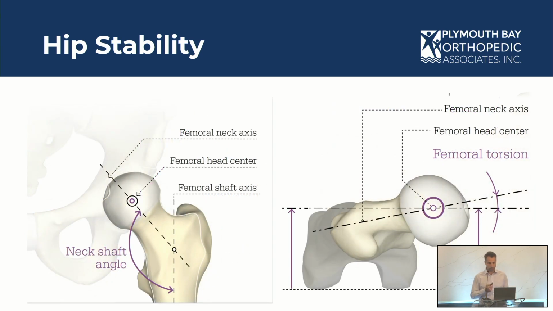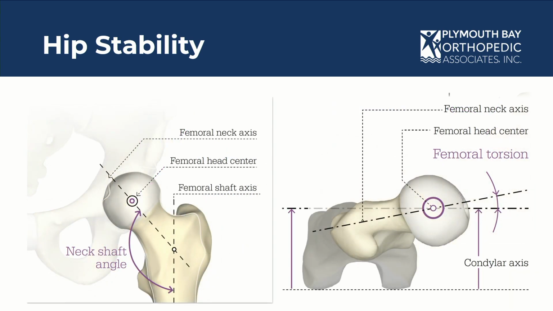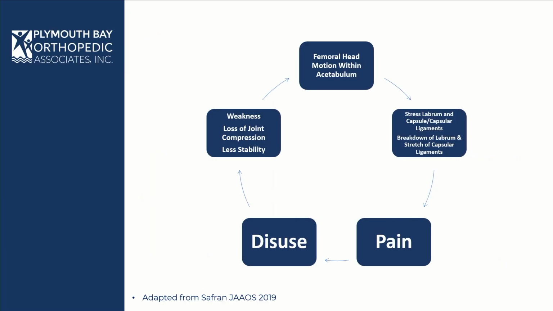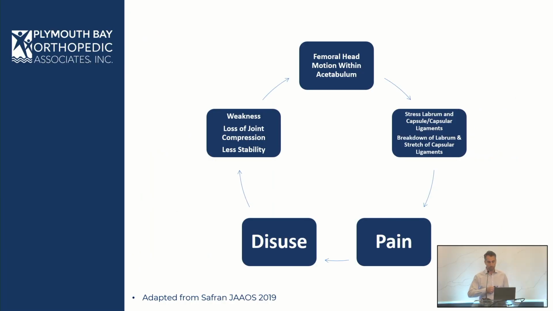And this is essentially the other, I'll talk about it in a second, but these are the torsional and neck shaft angle features of the femur itself. So generally, this is the vicious cycle. The femoral head does have motion within the hip, even though we think that this is a stable joint that doesn't move. A couple of millimeters in each plane is a normal anatomic motion that the hip has. And so when there's inherent instability, there's more of that motion.